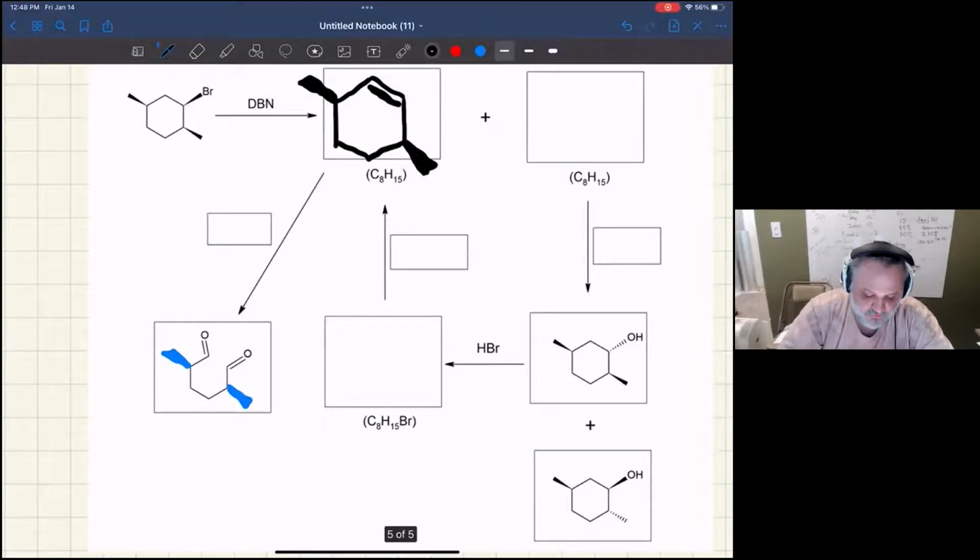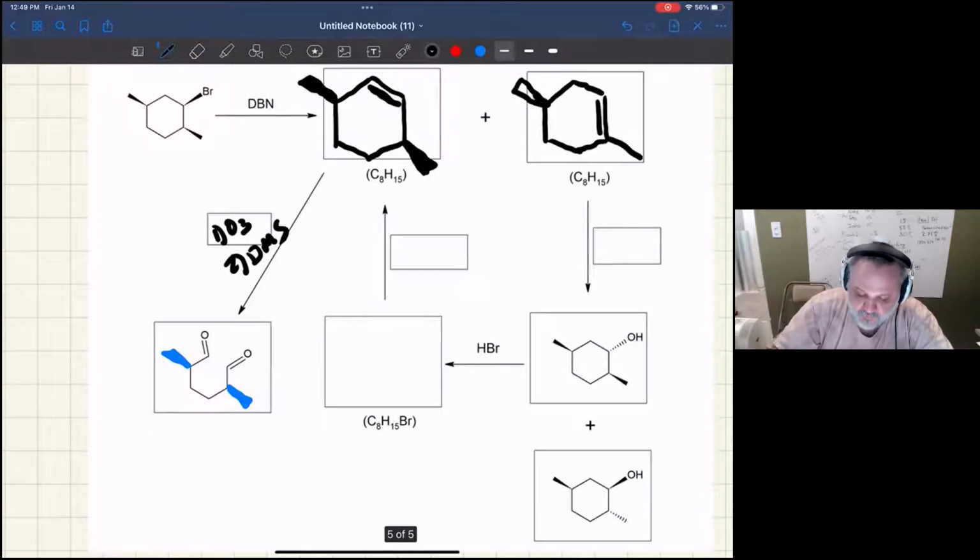And so this is O3 and DMS as the second step. And that gets me there. And that tells me which one of the products of the elimination goes in that box. Turns out it's the minor product. Now, the major product goes in the other box, and that's the more substituted alkene.